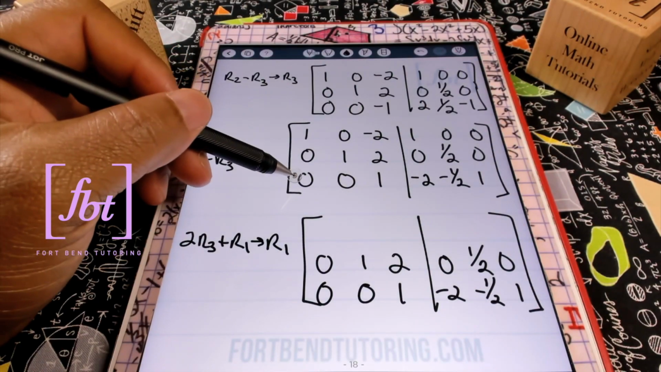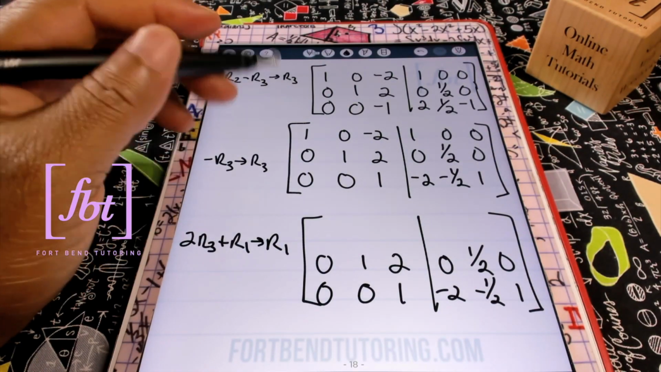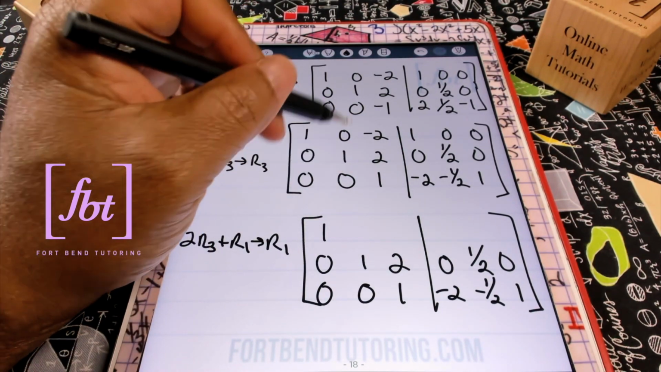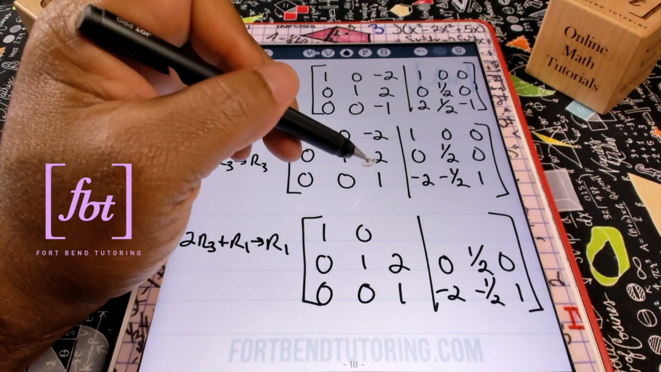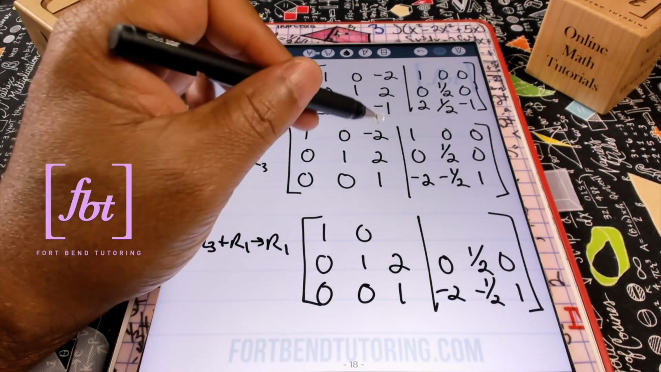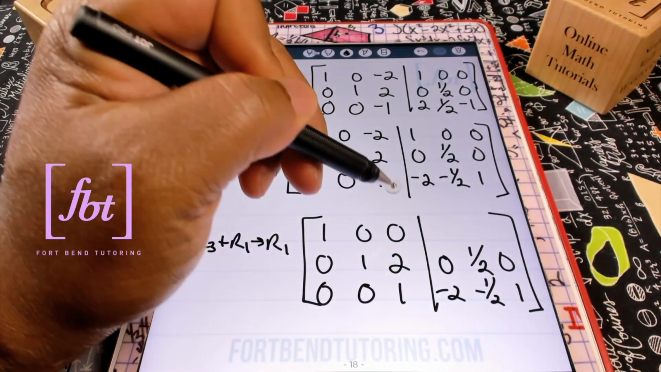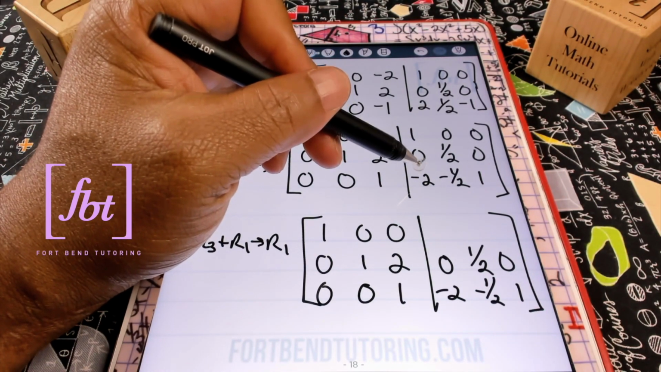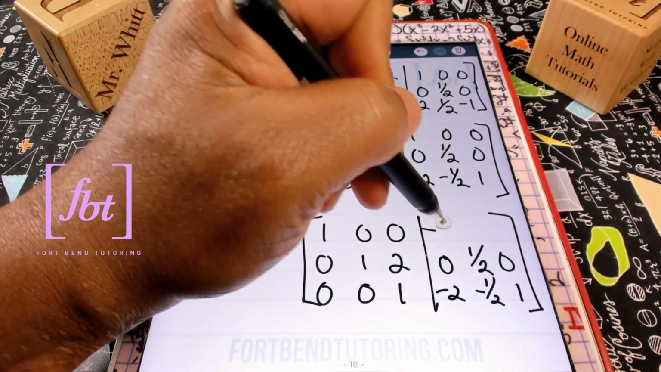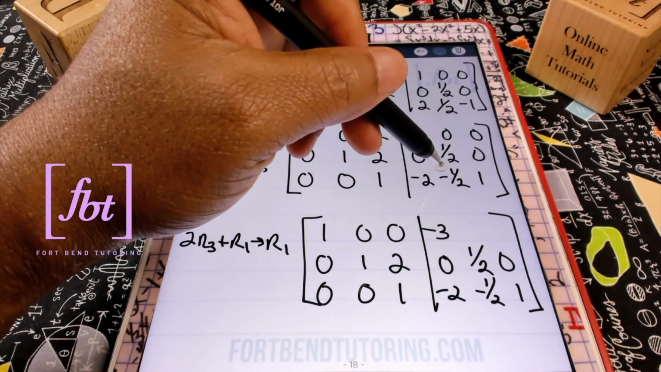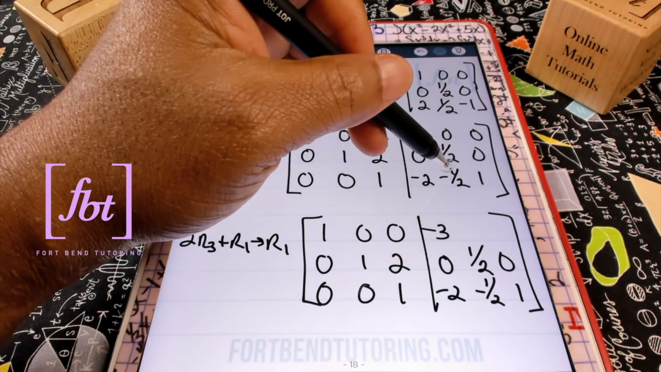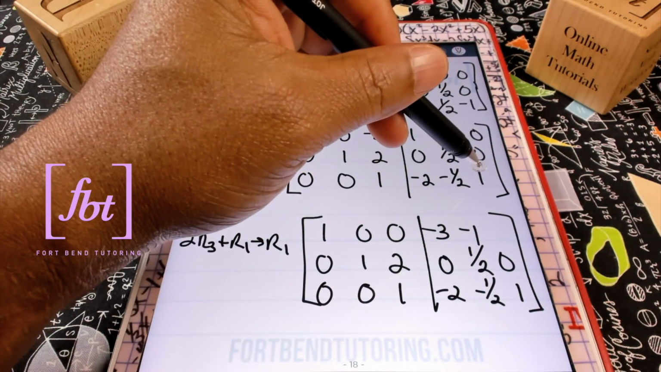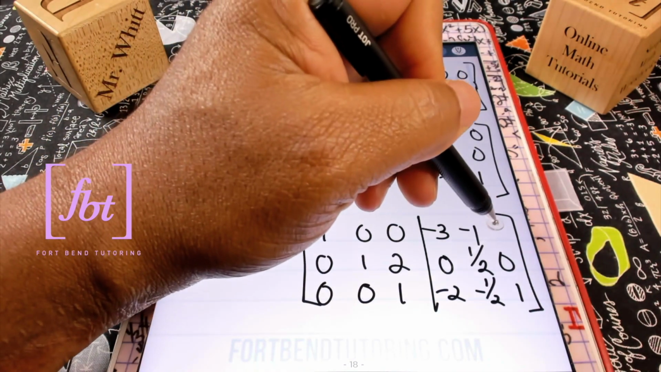So multiplying the third row by 2 and then adding it to row 1, I'll get a 1 here. 2 times 0 is 0. 0 plus 0 is still 0. 2 times 1 is 2, and then 2 and negative 2 combine to give me 0. 2 times negative 2 is going to give me negative 4. Negative 4 plus 1 gives you negative 3. Then 2 times negative 1/2 is negative 1. Negative 1 plus 0 is negative 1. 2 times 1 is 2, and then 2 plus 0 gives me 2.